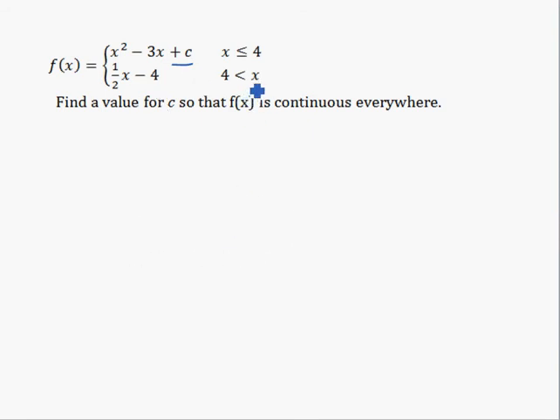So when I say find c that makes this thing continuous, all I'm really saying is find a c so that at 4, where this thing stops, this other thing starts off. So when I plug 4 into this function, I have to get the same thing as when I plug 4 into this function. What we're really doing there is making sure each piece meets.